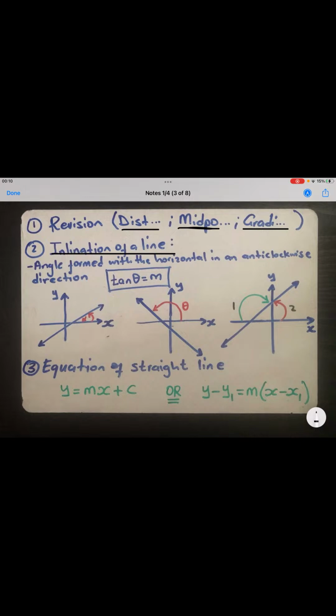Angle formed with the horizontal in an anti-clockwise direction. It's what we call inclination of a line. So that is actually the definition which defines inclination of a line, where an angle is formed, and that angle is called angle of inclination.